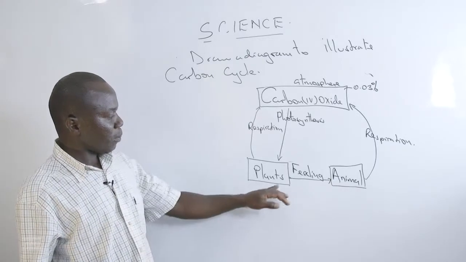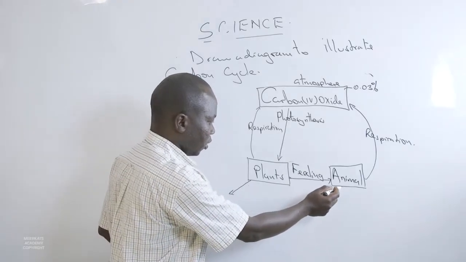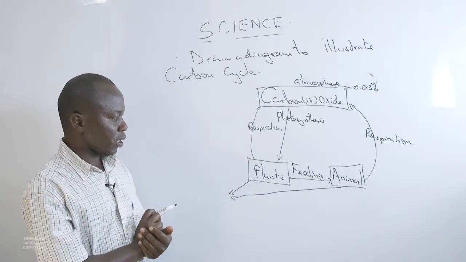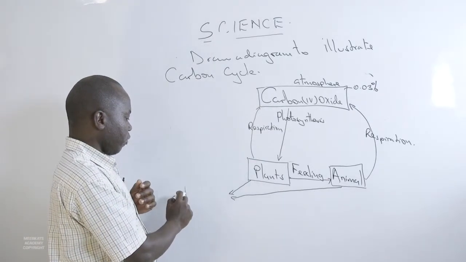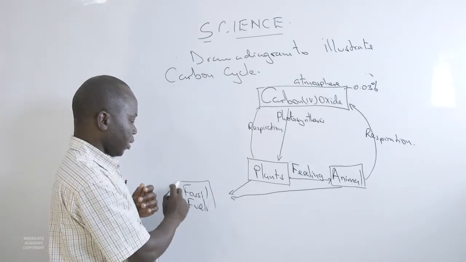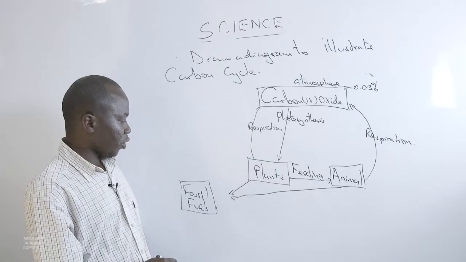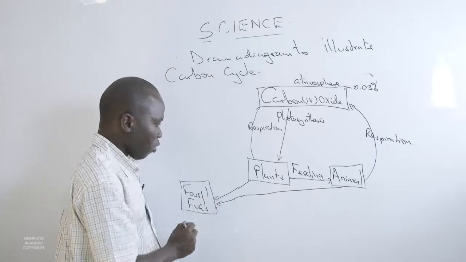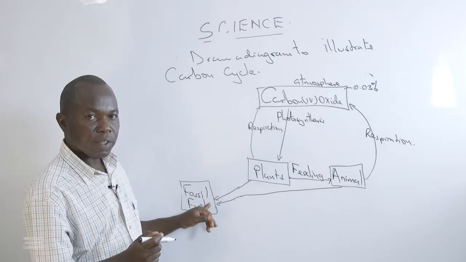But now it does not stop there. When these plants die together with animals and they are buried deep into maybe water bodies, cementation takes place, and they form what you call fossil fuel. They form fossil fuels. Now, fossil fuel takes a longer time to form, millions of years, but still it happens. So, this is the process by which plants are converted to fossil fuel.